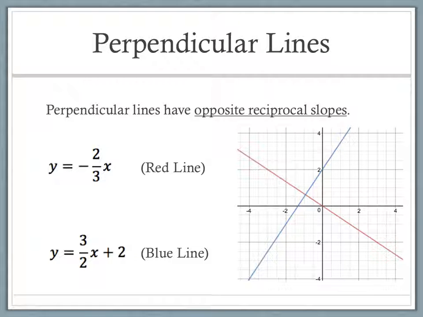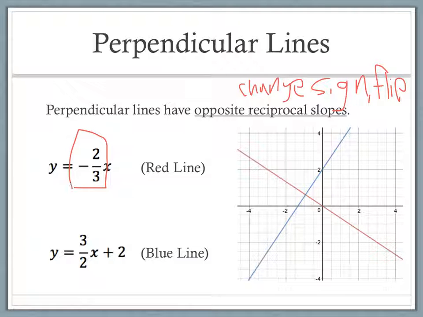The other set of lines we can have is perpendicular lines, which have opposite reciprocals. If you want to write one, change the sign and flip. That's what an opposite reciprocal is. It's going to be the opposite, so change the sign, and then we flip whatever our fraction is or whatever our slope is. So if you take a look, our red slope is -2/3. So my blue slope, which is perpendicular, is going to be a positive 3/2.